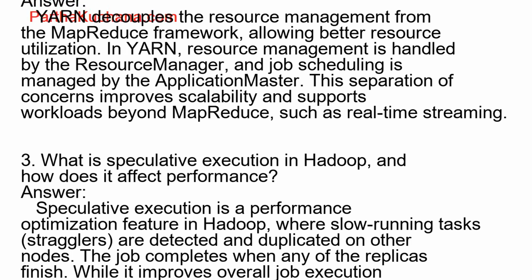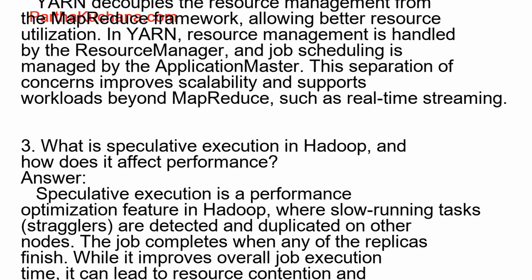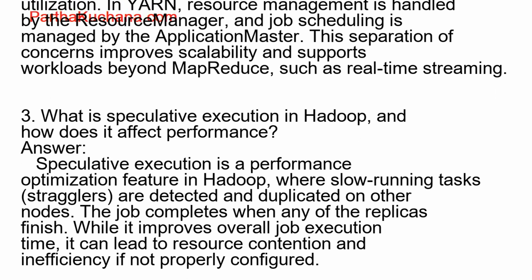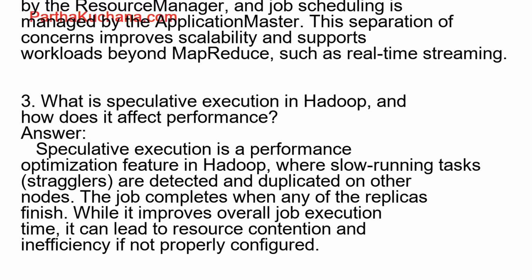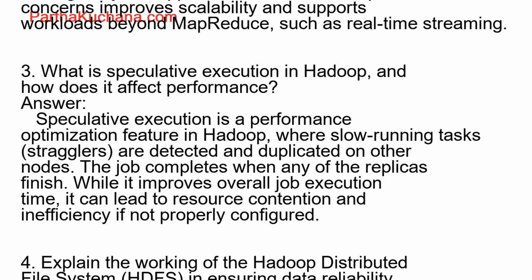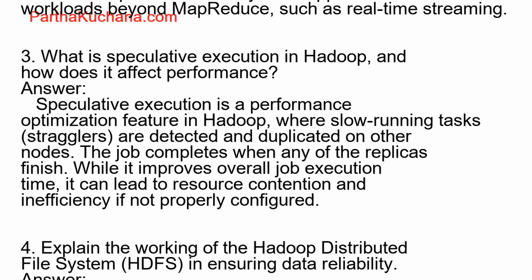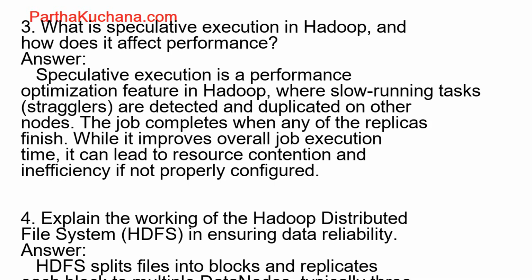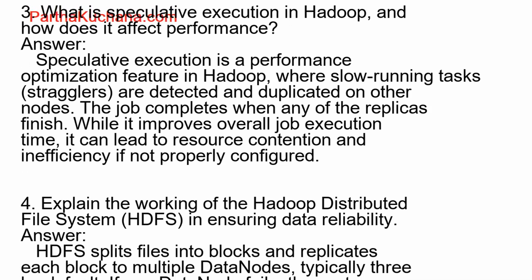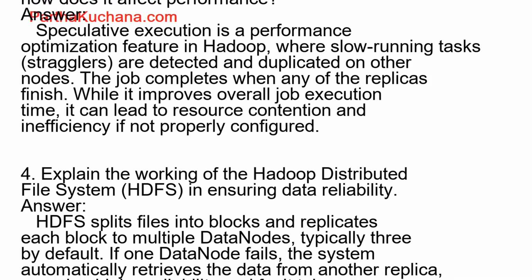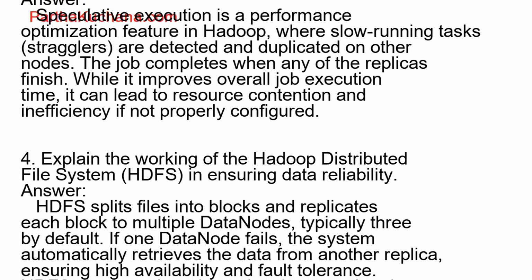4. Explain the working of the Hadoop Distributed File System, HDFS, in ensuring data reliability. Answer. HDFS splits files into blocks and replicates each block to multiple data nodes, typically 3 by default. If one data node fails, the system automatically retrieves the data from another replica, ensuring high availability and fault tolerance. HDFS also uses heartbeat signals to monitor the health of data nodes.